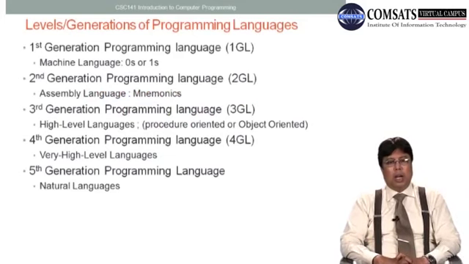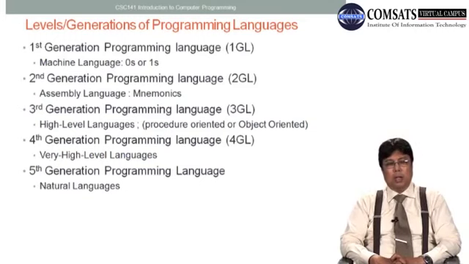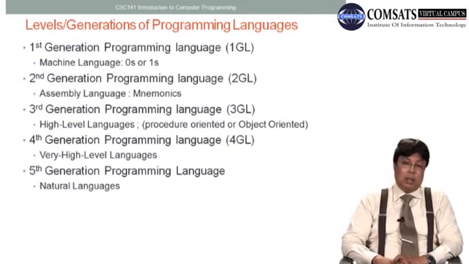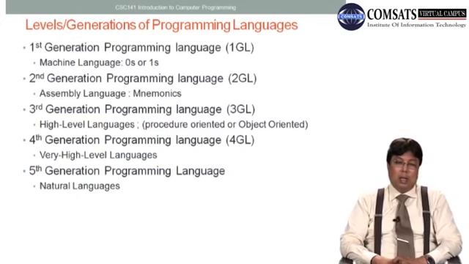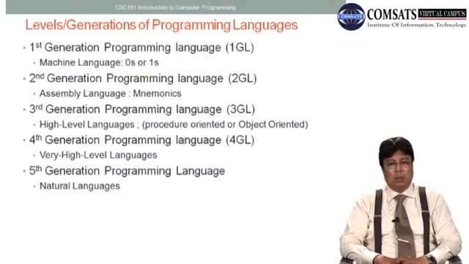You will listen to this terminology again and again. First generation programming language, second generation programming language, third generation, fourth generation, fifth generation. First generation programming language was a machine language written in zeros and ones. I'll explain it to you in a few minutes. Second generation programming language, we have assigned the name, mnemonics, code assigned, name assigned, abbreviation assigned to these machine codes. So it was a second generation programming language.